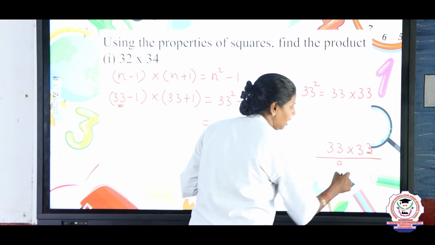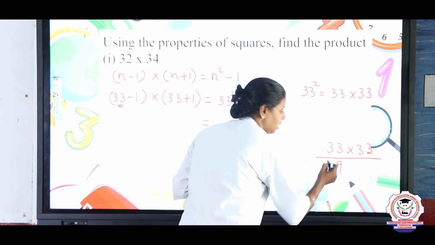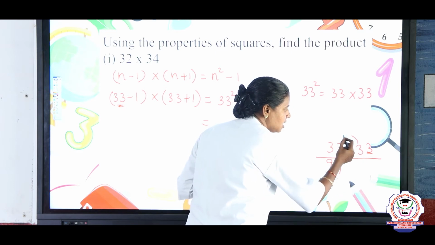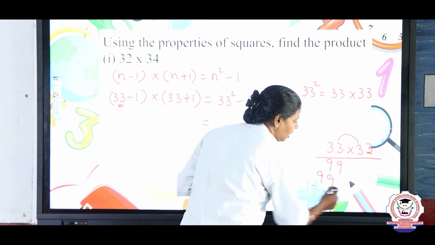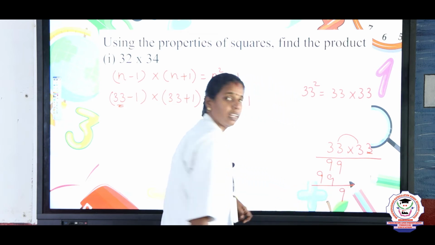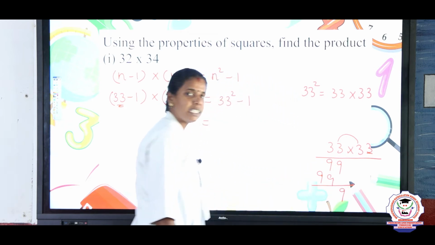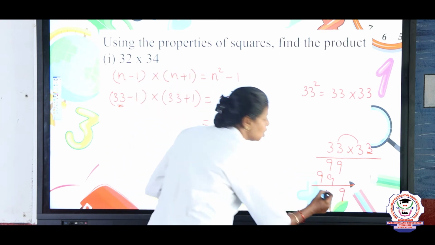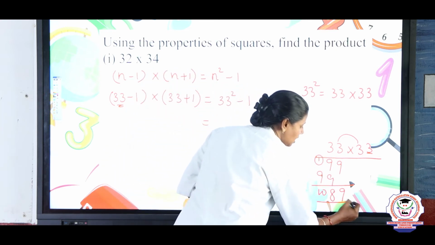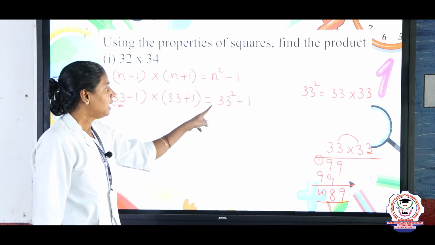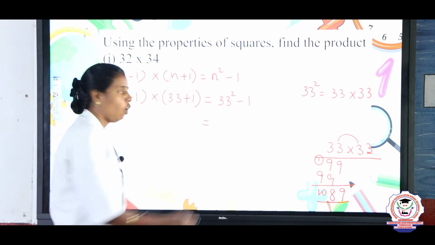3 3s are 9. Again 3 3s are 9. The next tens number now. 3 3s are 9. Again 3 3s are 9. What is 9 plus 9? 9 plus 9 is 18. So 8, remaining is 1. 9 plus 1 is 10. So 33 square equals 1089.